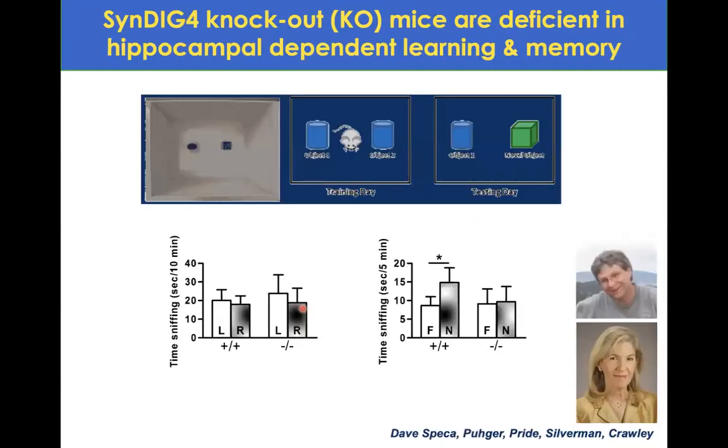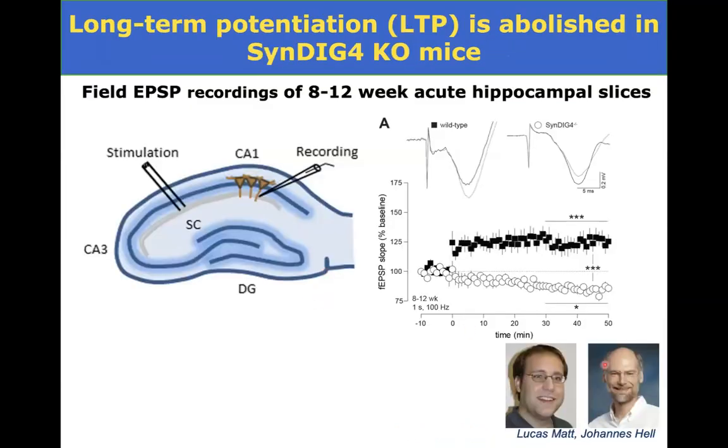So this is behavior, at the level of the whole animal. What's happening at the circuit level, and then ultimately what's happening at the synaptic level? In order to look at the circuit level, we can use electrophysiology, and this is where we collaborated with my colleague Johannes Hell and a postdoc in his lab, Lucas Matt.